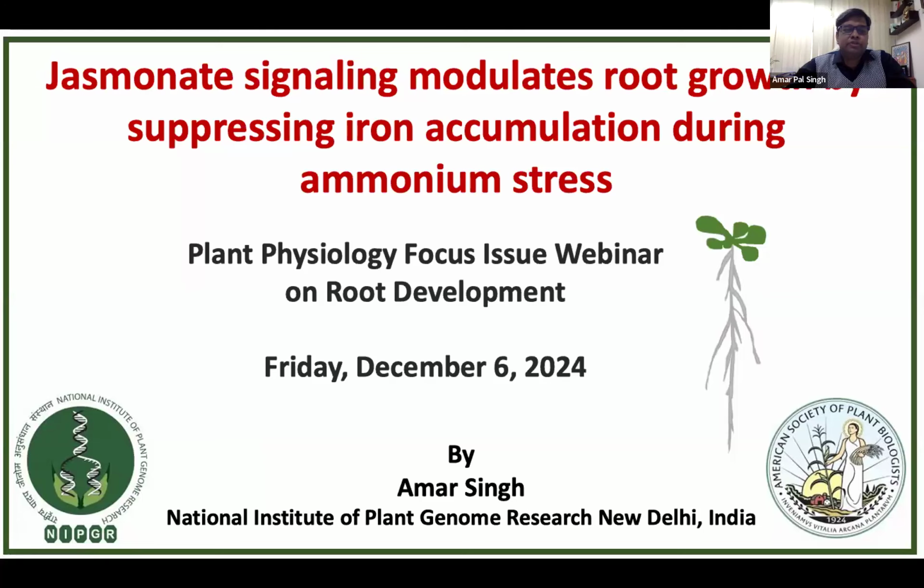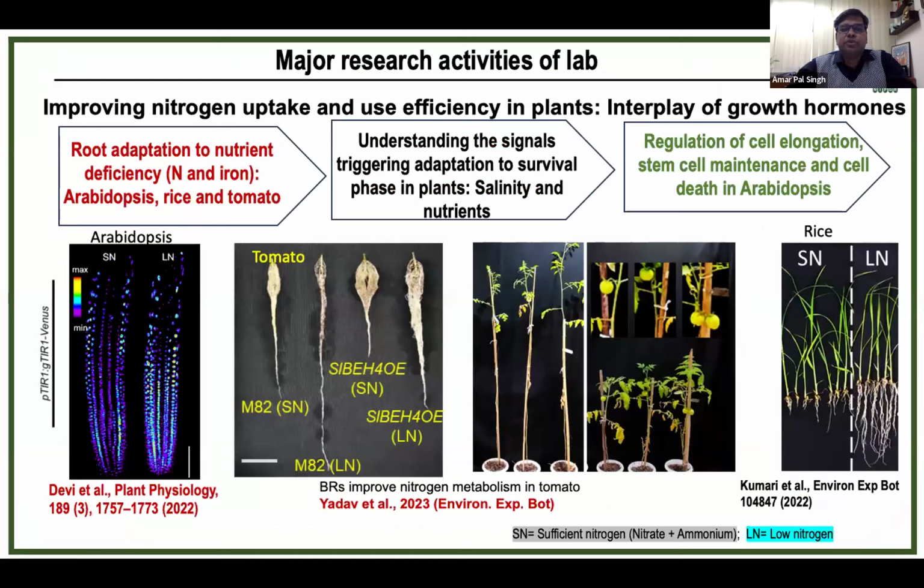Today I'm going to discuss my recent work published in Plant Physiology about jasmonate signaling that modulates root growth by suppressing iron accumulation during ammonium stress. Before going into it, I would like to briefly introduce what we are doing in the lab. The overall aim of our lab is to improve nitrogen uptake and use efficiency by modulating root system architecture, with a special emphasis on the interplay of growth hormones.